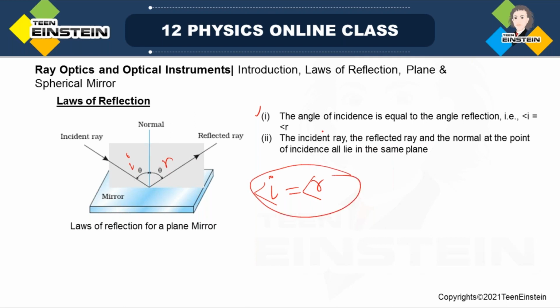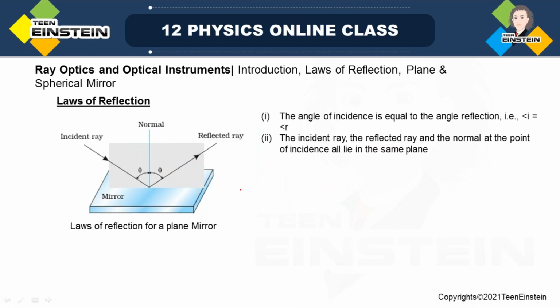So this is the first law of reflection, and obviously we have taken the plane mirror over here. And see the second law: the incident ray, the reflected ray, and the normal at the point of incidence, all will be lying in the same plane. In this case, all are lying in the vertical plane. You can see they are lying on the vertical plane, and this is the plane mirror. All right, I hope you have understood this.